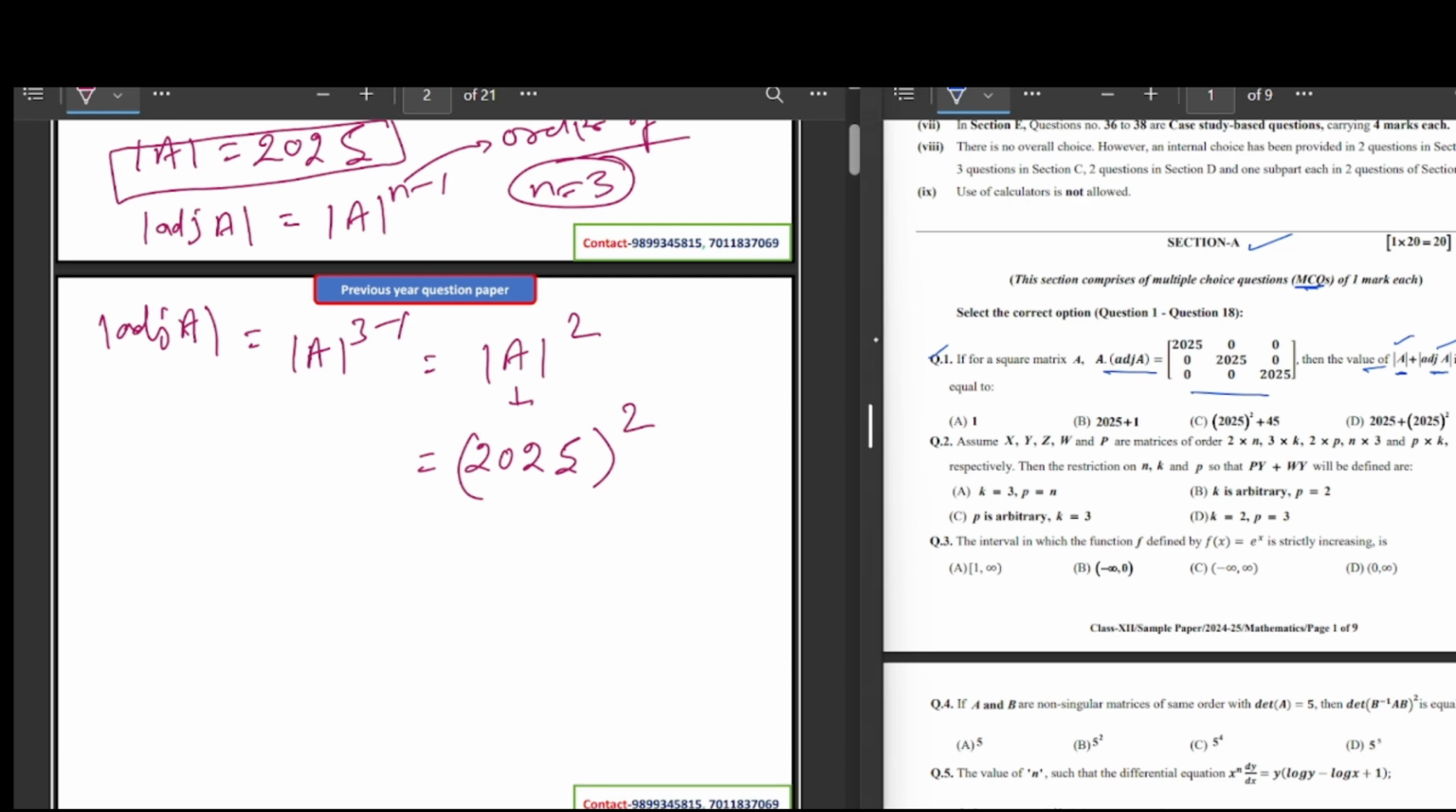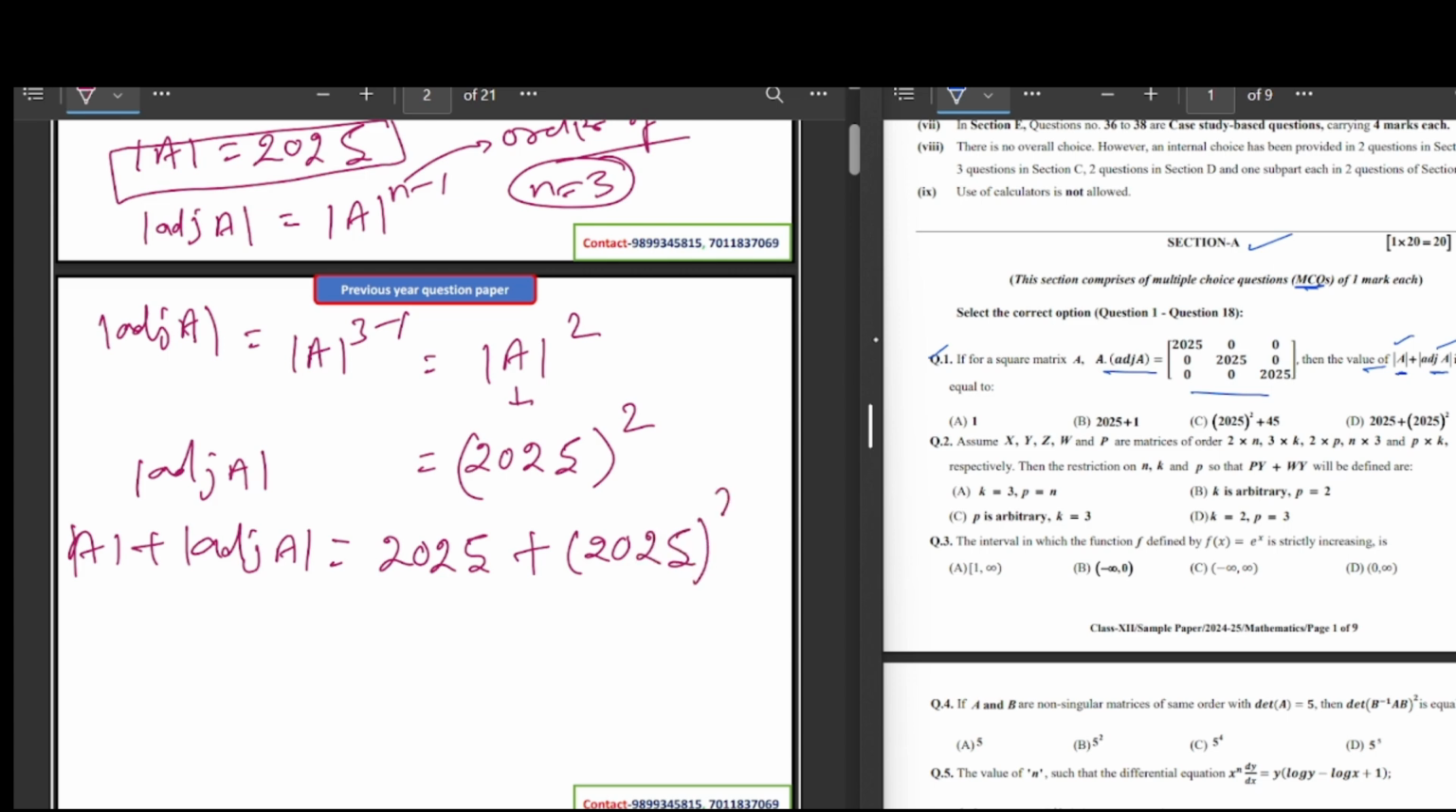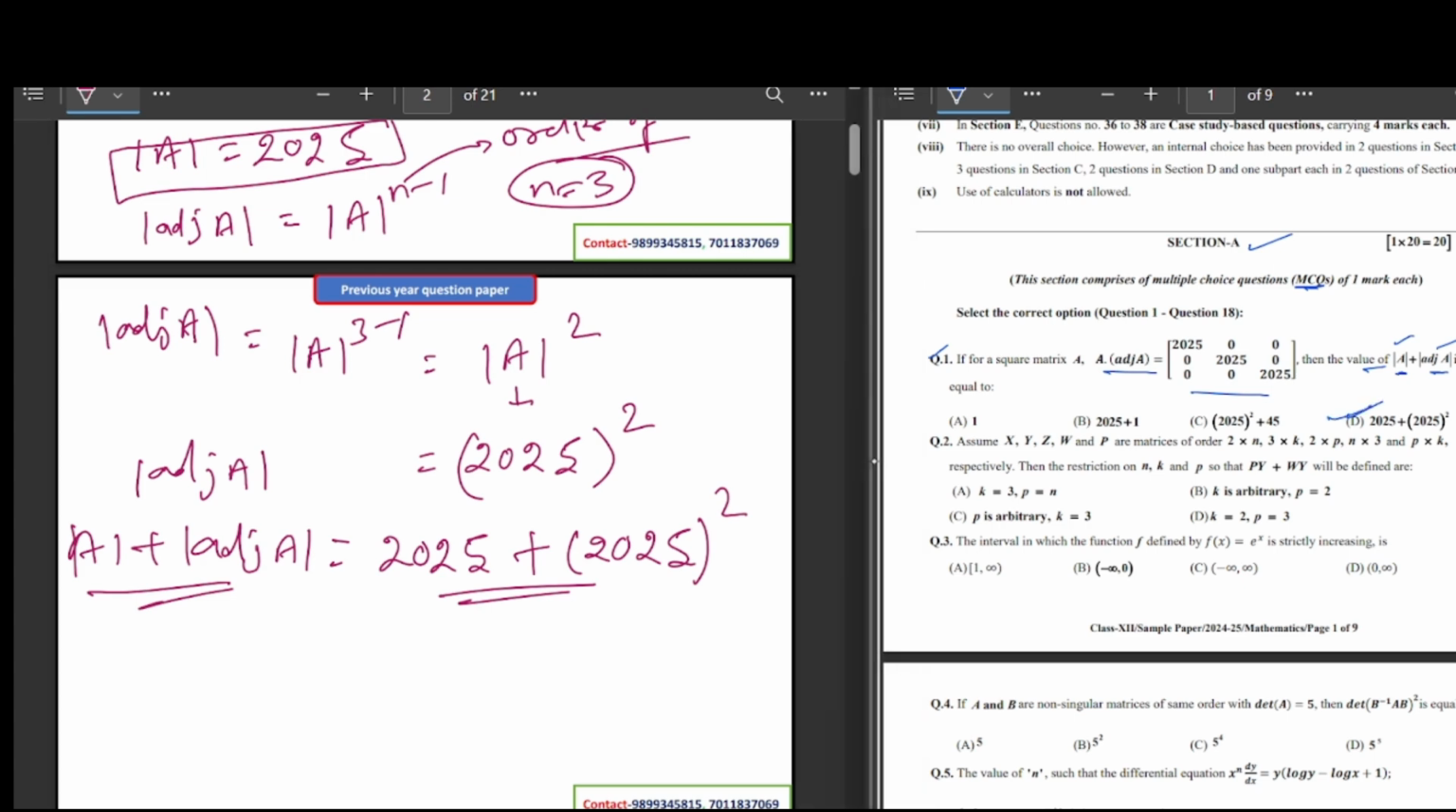So this is the value of the determinant of adjoint A. Now the determinant of A plus the determinant of adjoint A is equal to 2025 plus 2025 squared. Basically, this is the value. So option D is the correct option. That is the solution of question number 1.